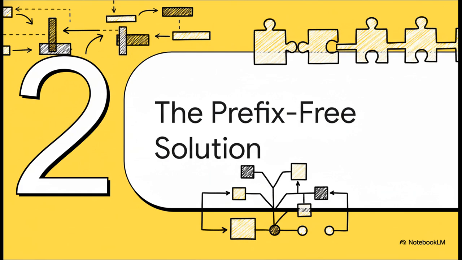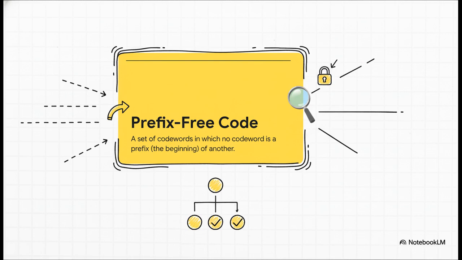Okay, but you might be thinking, hold on. If we have codes of all different lengths, how do we avoid it becoming a complete jumbled mess? How does the computer know where one character's code ends and the next one begins? Well, this is where a really clever rule comes into play. The solution is something called a prefix-free code. And the rule is actually super simple. No code word can be the beginning, or the prefix, of any other code word. That one single constraint is what makes the whole system work. It means the second you've read a valid code, you know exactly what character it is.